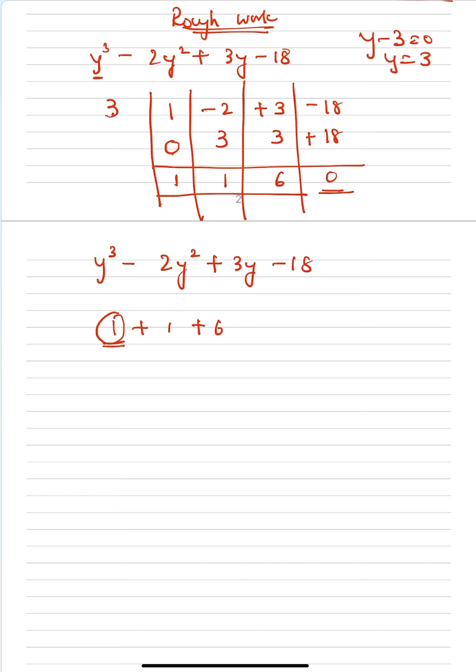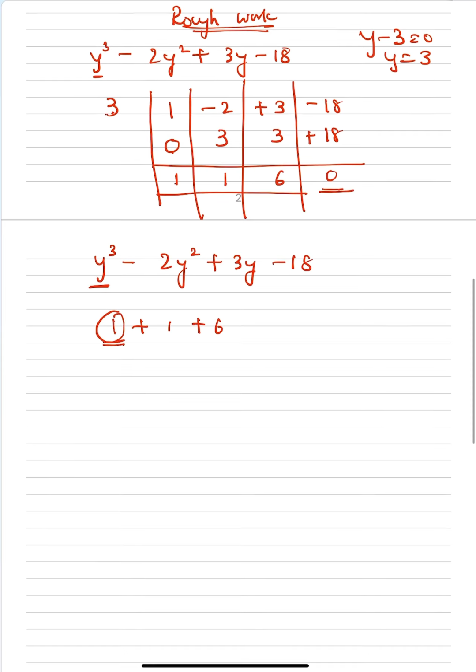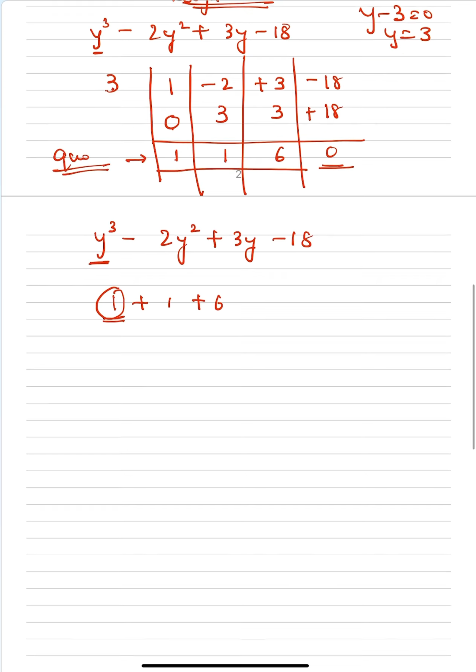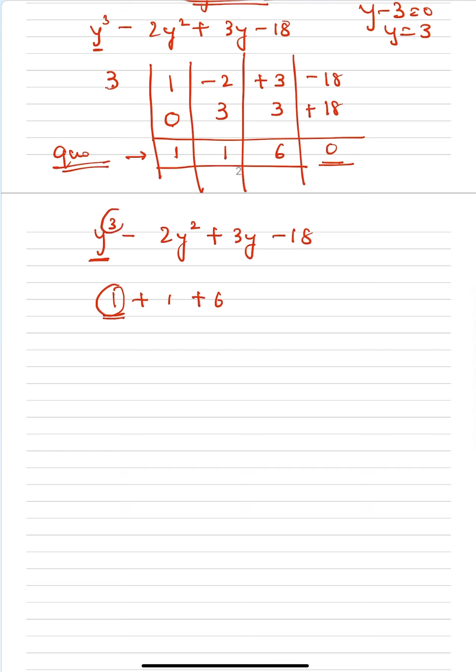1 means the coefficient of y cube. But this is the quotient. We are getting the quotient, so you have to decrease the power. 1 means the quotient of y cube, but the power will be y square. Here again the coefficient is 1, but the variable is of power 2. But here it will become plus y and plus 6. This is your quotient. You will directly get your quotient like this.